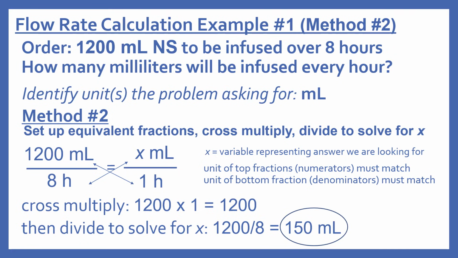So now we'll just cross multiply, then divide to solve for x. So 1200 times 1 equals 1200, and then we'll divide by 8 to solve for x. So 1200 divided by 8 equals 150 milliliters.